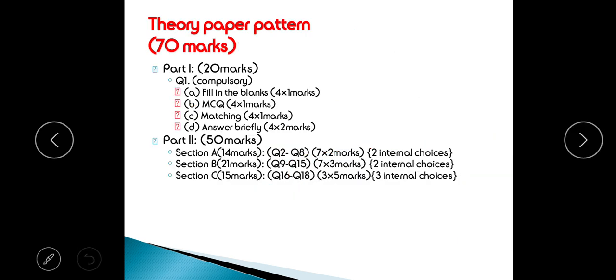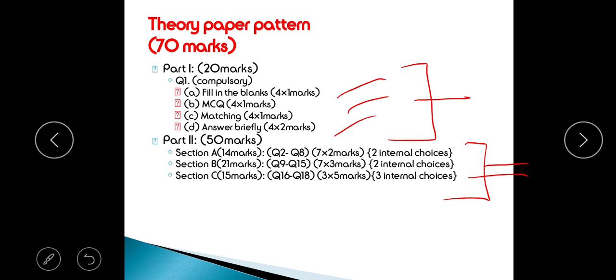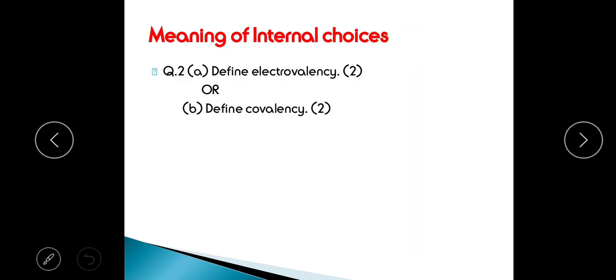The theory paper will be divided into two parts: part 1, which consists of 20 marks, and part 2, which consists of 50 marks. Part 1 will have all short answers of 1 mark or 2 marks each, and it will be compulsory, whereas part 2 will have internal choices and 3 sections: section A, B and C. Section A will have 7 questions of 2 marks each, section B will consist of 7 questions of 3 marks each, and section C will consist of 3 questions of 5 marks each, with internal choice.